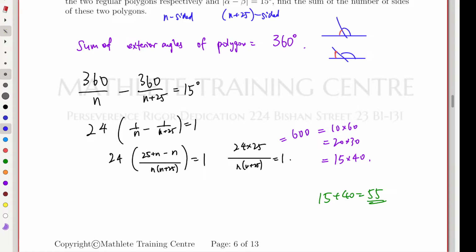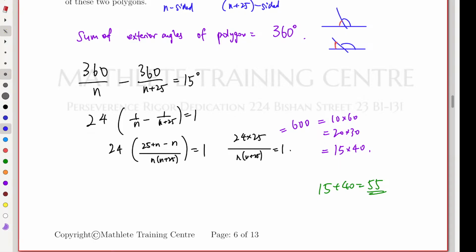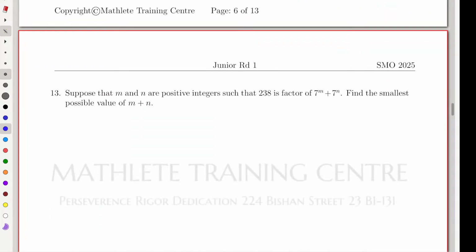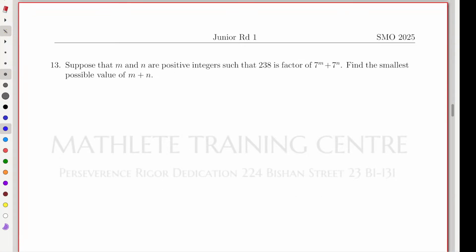Okay, let's move on to the next question, number 13. Suppose m and n are positive integers. You think I made a mistake in calculation? Okay. Maybe we'll do this at the end, right? Maybe after I go through all 25 questions, if you are still here, I will try to come back to this question number 11 again.